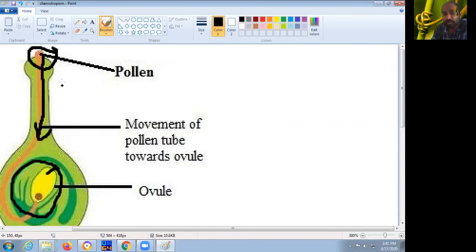Now here the pollen grain is showing positive chemotropism. So this is a type of chemotropism. Very easy to understand, right? So that's what it is about tropic movements.